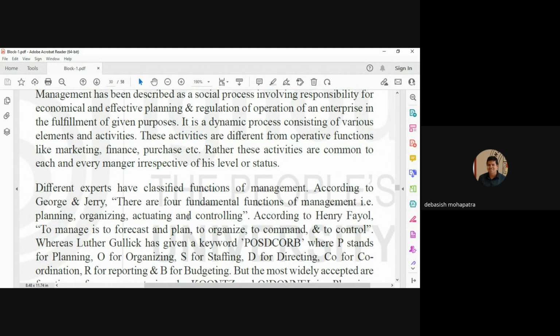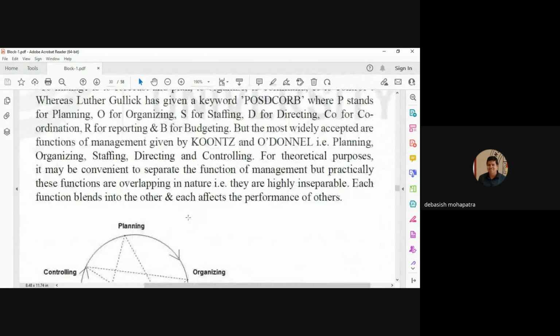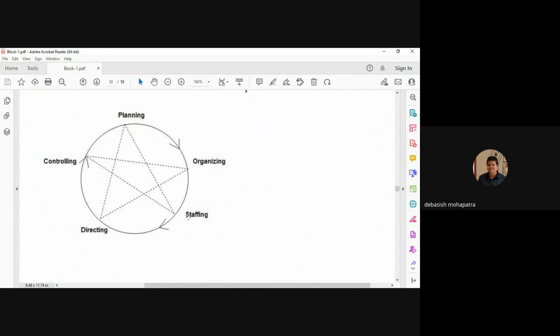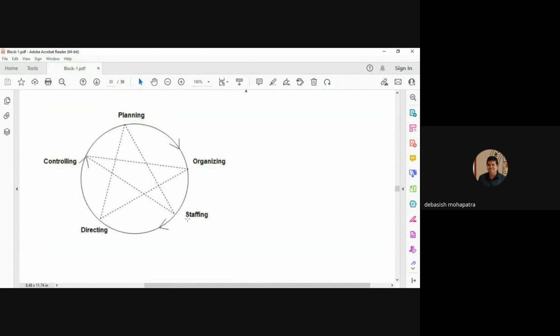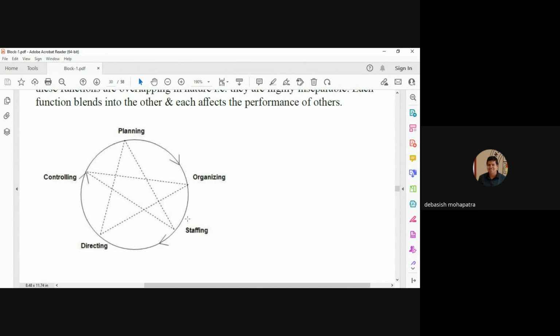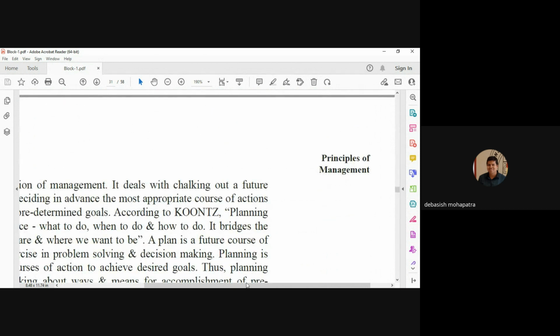Different experts have classified the functions of management. According to George and Jerry, there are 4 fundamental functions of management, that is planning, organizing, accommodating and controlling. So these are the 5 parts of management: controlling, planning, organizing, staffing and directing. These we have already discussed.